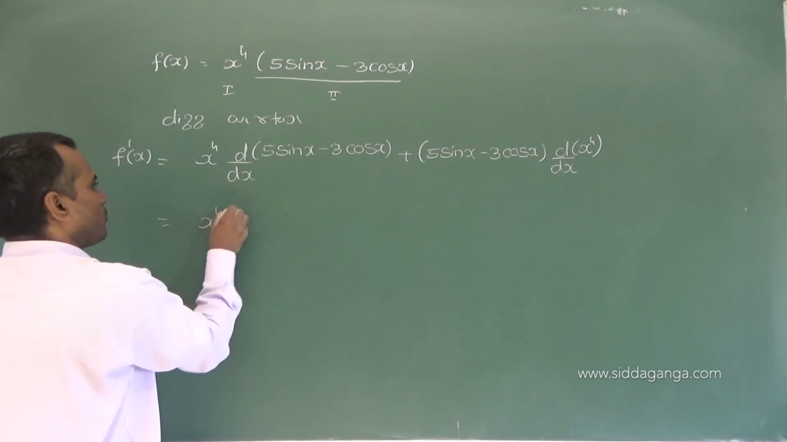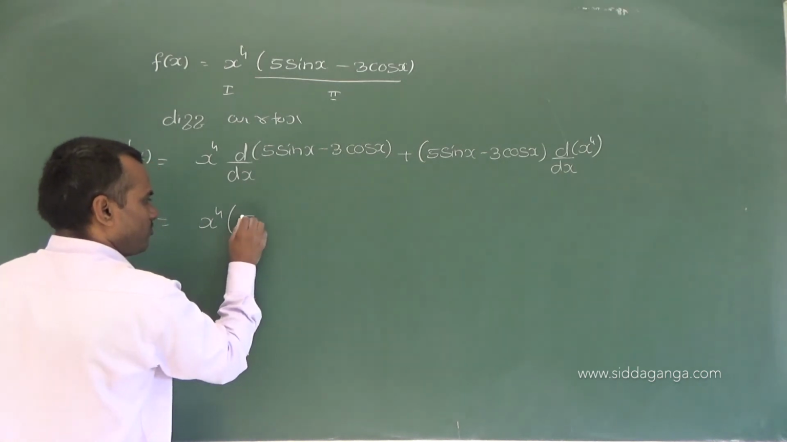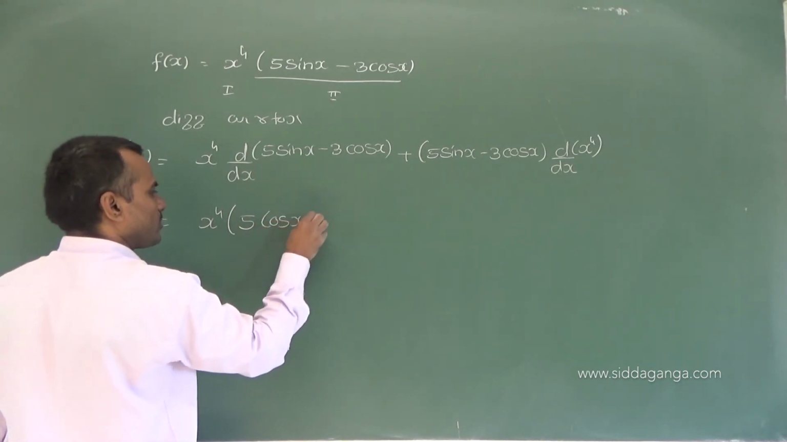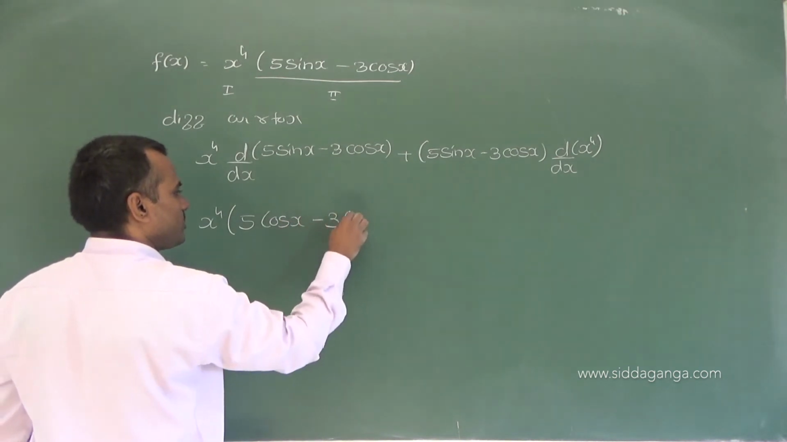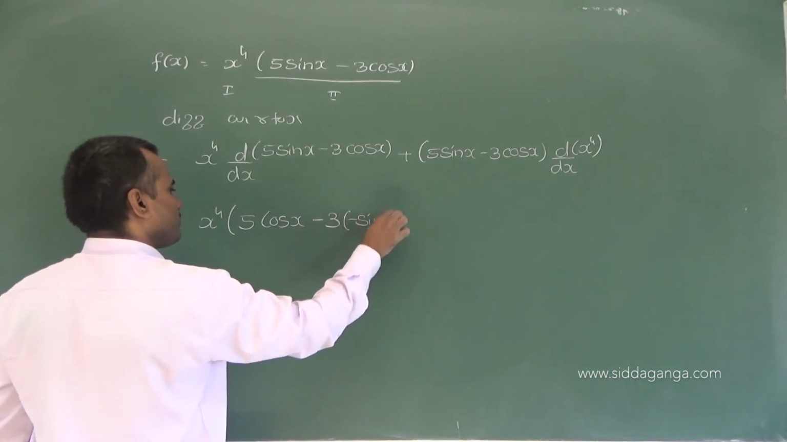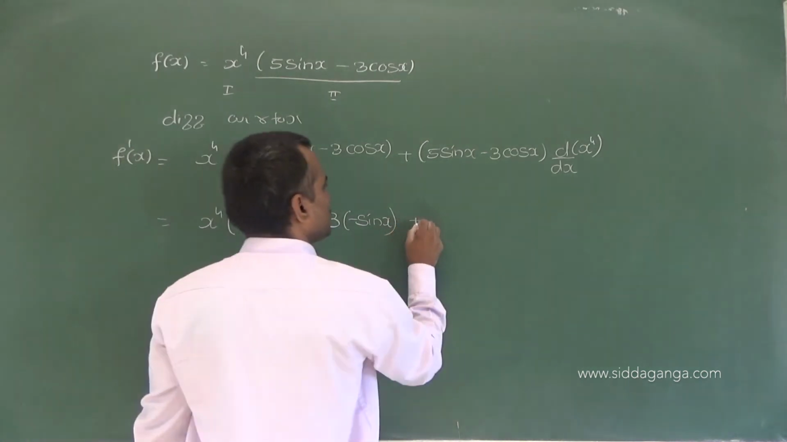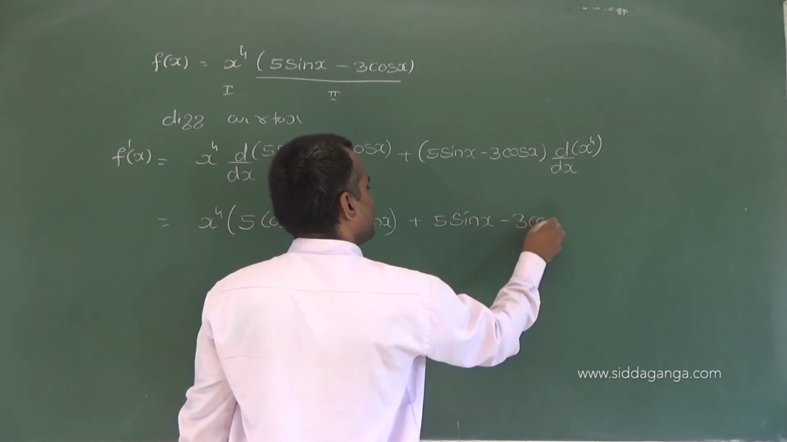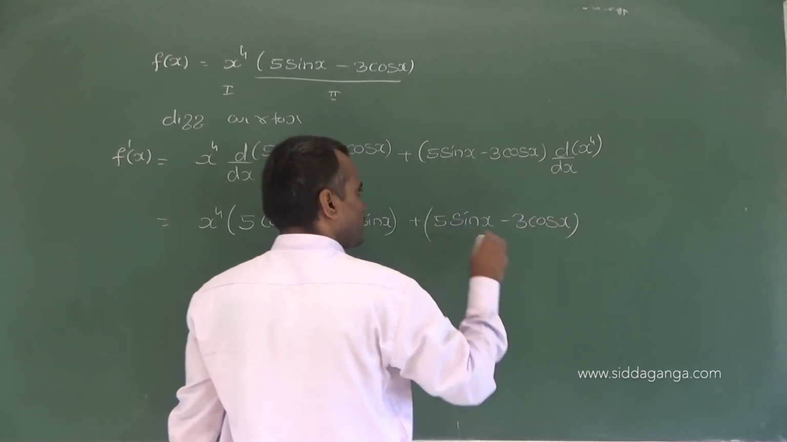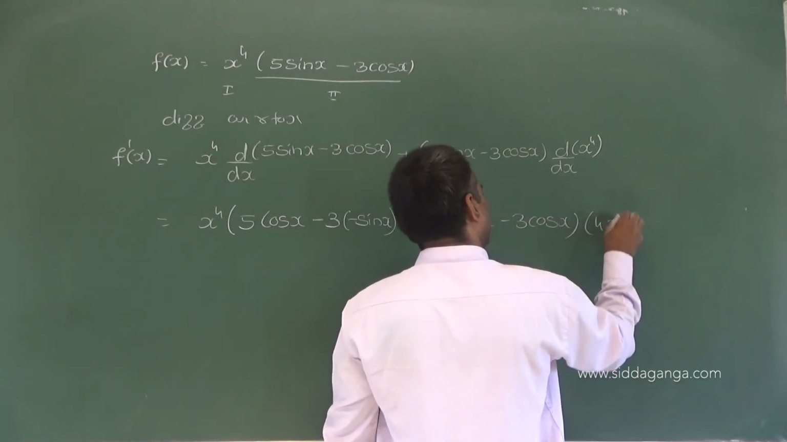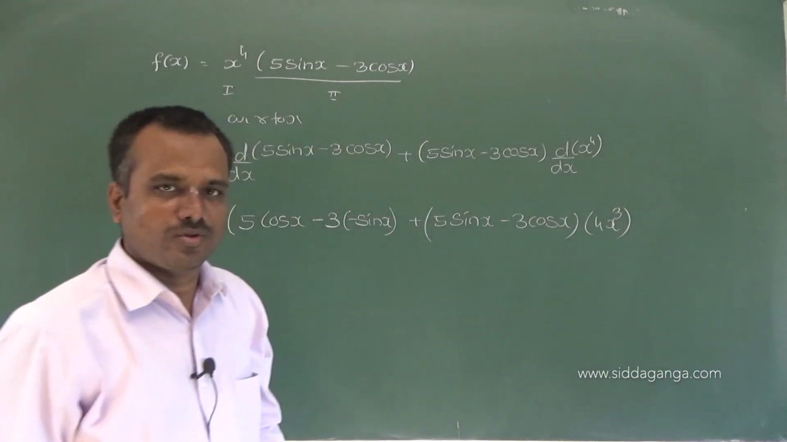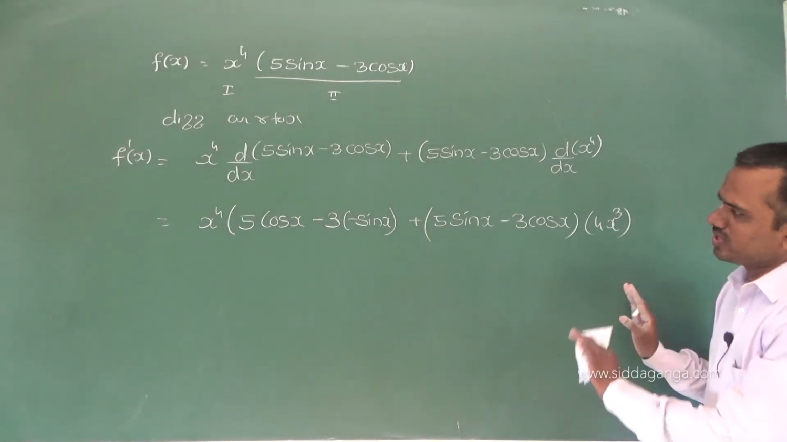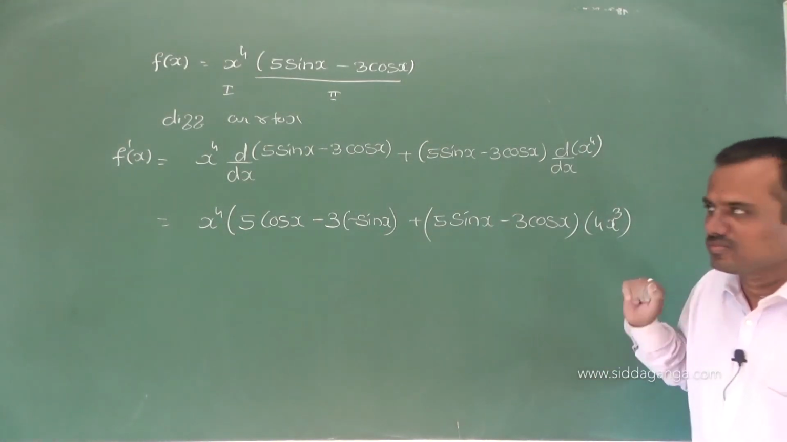x to the power 4. Observe here, 5 into sin x derivative is cos x, minus 3 into cos x derivative is minus sin x. This is over. Plus (5 sin x minus 3 cos x), x to the power 4 derivative is 4x cube. See this problem? Very simple problem. So enough, we keep as it is. Next problem.